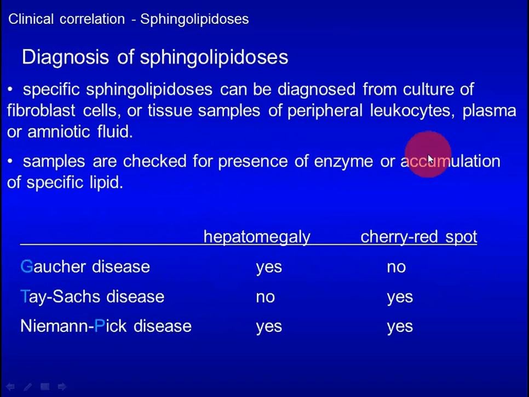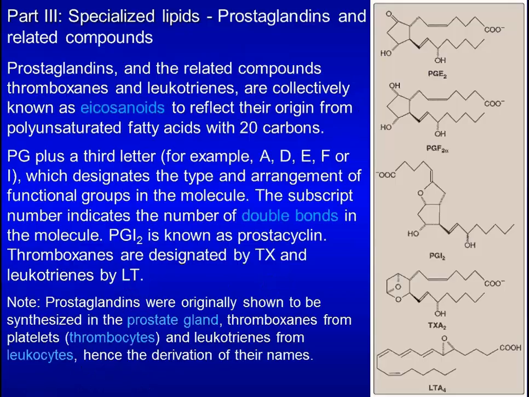Here are 3 diseases that have either hepatomegaly, cherry red spot, or both. I use one mnemonic to summarize these 3 diseases: GTP. Here G represents Gaucher's disease that has hepatomegaly. T represents Tay-Sachs disease that has cherry red spot. P represents Niemann-Pick disease that has both. Now let's move to part 3.